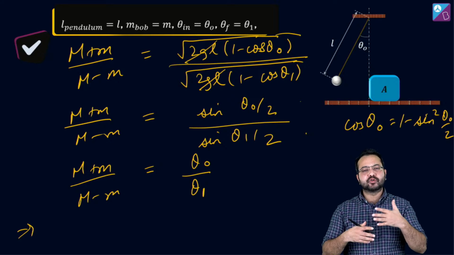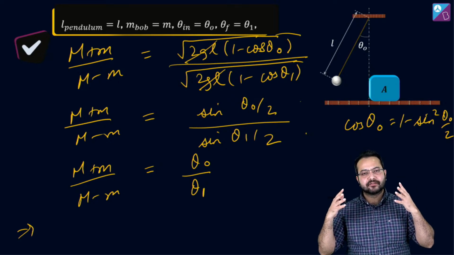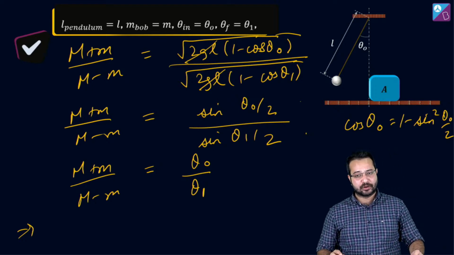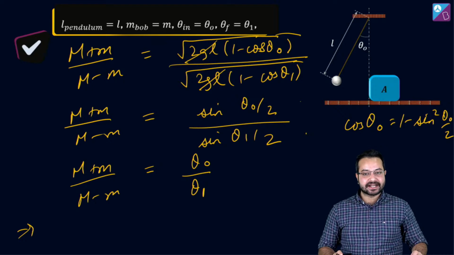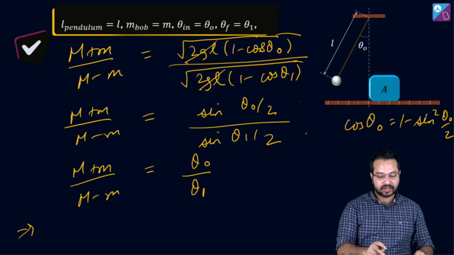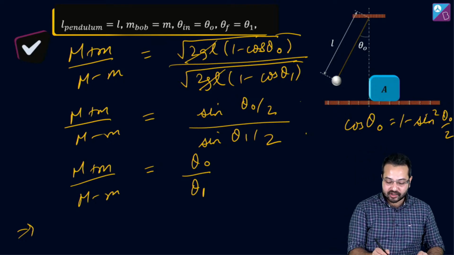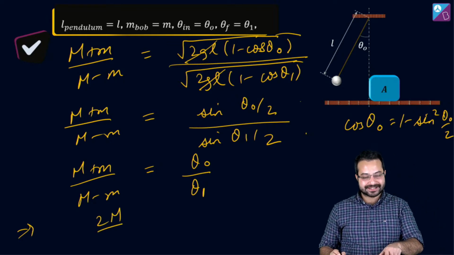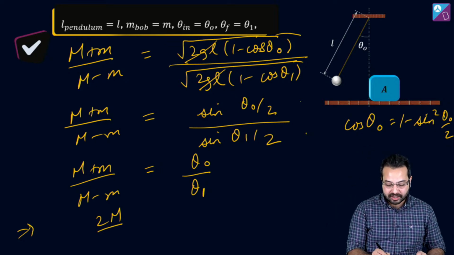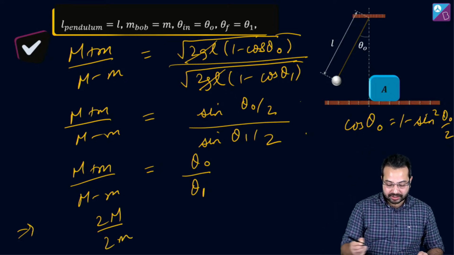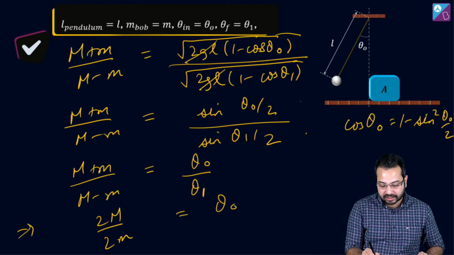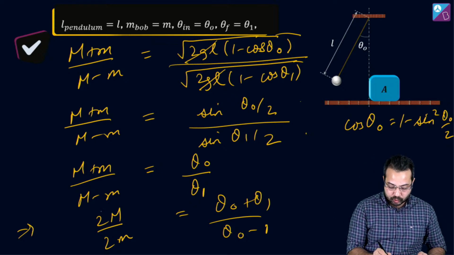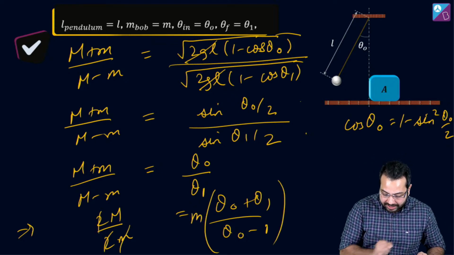So we can use componendo dividendo. Yaad hai? We had learned it sometime probably in class 8. And I was thinking, when can we ever use componendo dividendo? But now I do realize that sometimes it makes our calculation much easier. So here we can apply componendo dividendo. We'll get 2M on top, since M + m + M − m gives 2M, and 2m on the bottom. And this will be (θ0 + θ1) upon (θ0 − θ1). So this 2 and this 2 get cancelled.